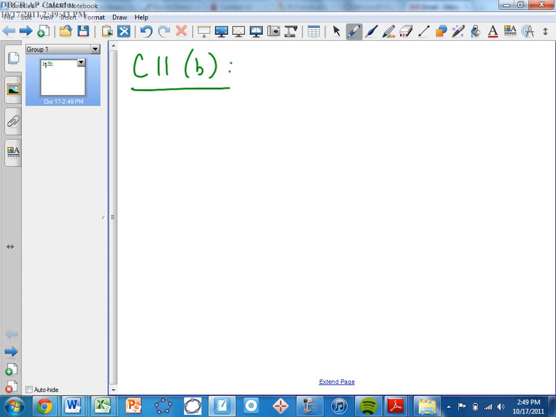So we will continue with concept 11, but we're going to pick off from part B. Is it going to be a lot? Okay? I would say you're going to need at least a page or two of notes.